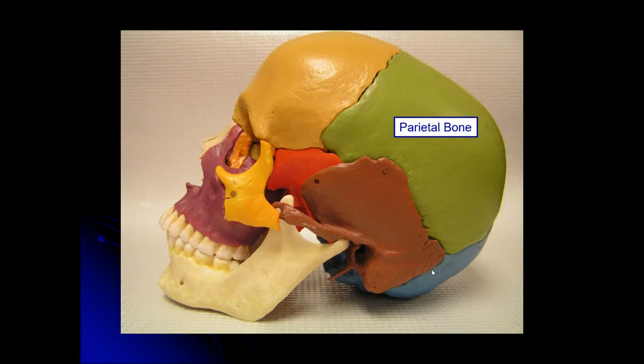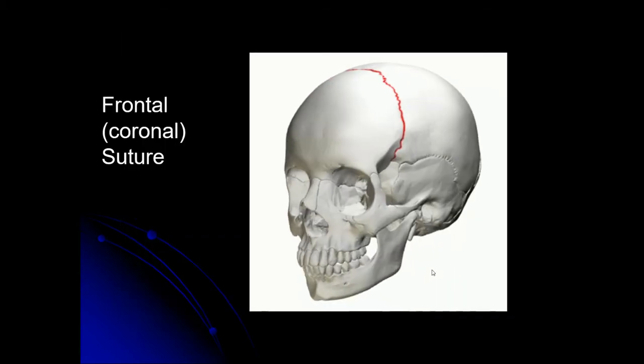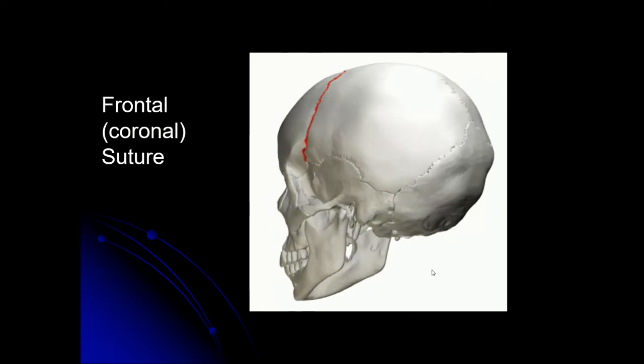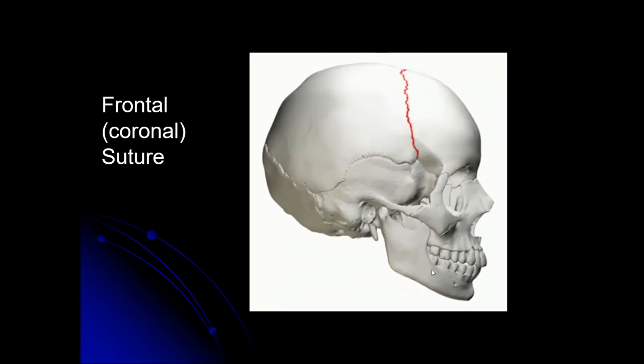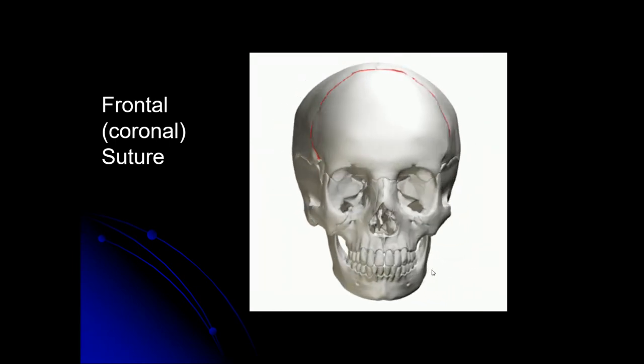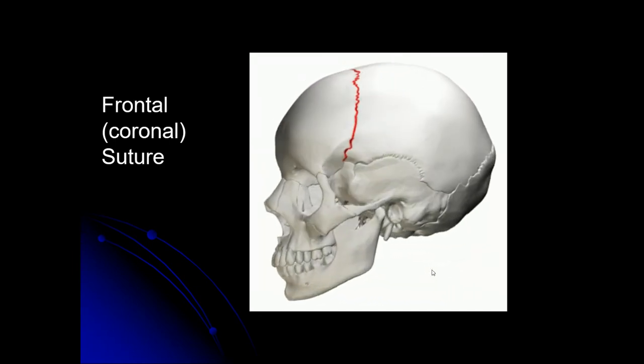One suture, you can see here, is between green and yellow. One here is between green and brown, and so on. So let's look at these sutures. The first one we're going to look at is between the frontal bone and the 2 parietal bones. And this crosses your head sort of like a crown would sit on your head.